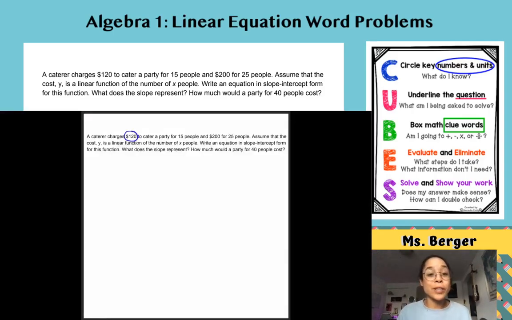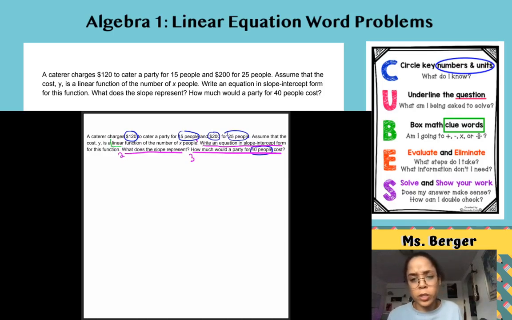So the first thing we're going to do is start circling all those key numbers and units. We've got $120, 15 people, $200, and 25 people. We also have this 40 people, right? Then we're underlining our questions. We have multiple questions again. We want to know the equation in slope-intercept form. We want to know what the slope represents. And we also want to know how much would a party for 40 people cost. So those are our 3 questions.